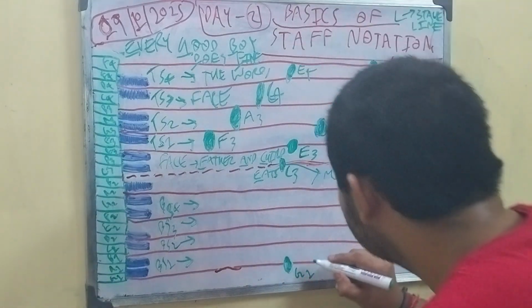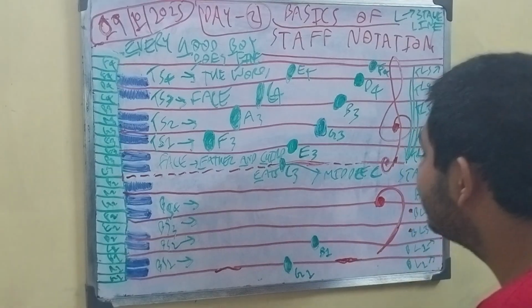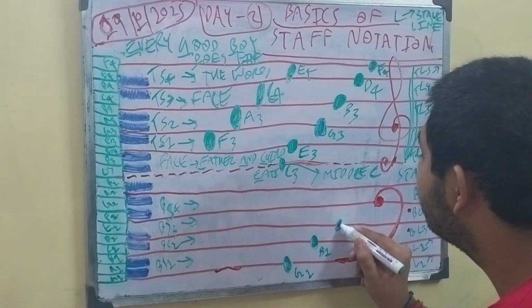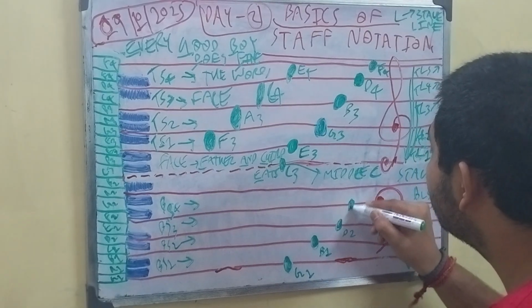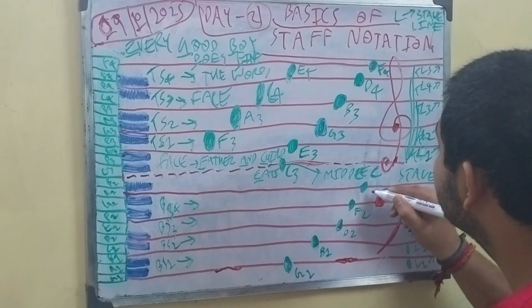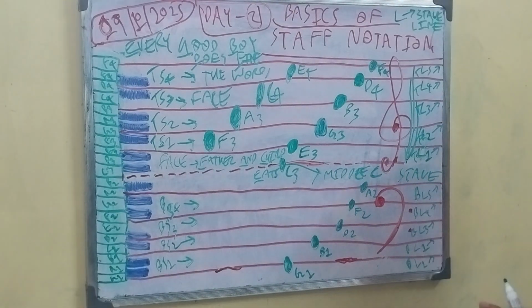After G1 comes B1, G plus 2 is B, so B1. After B, B plus 2 is D, but the octave changes after B. So after B1 comes D2. After D2 comes F2. After F2 comes A2. So G, B, D, F, A.